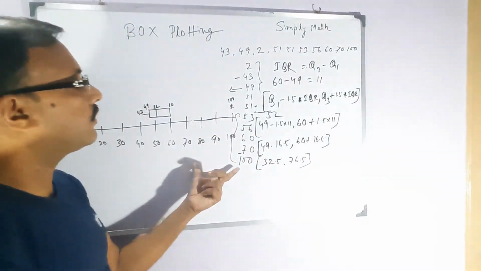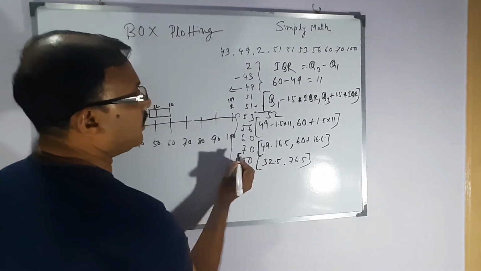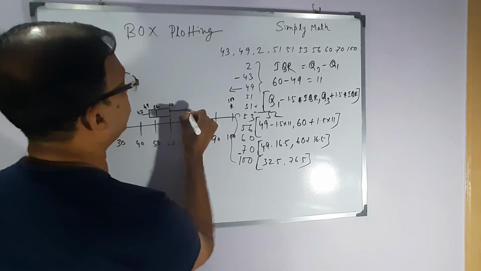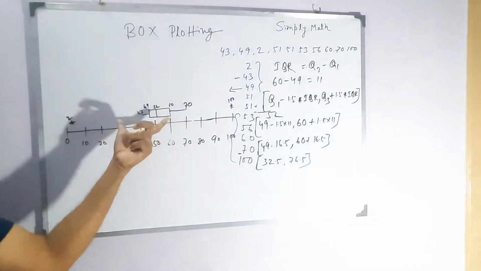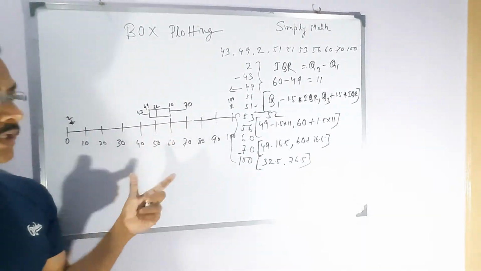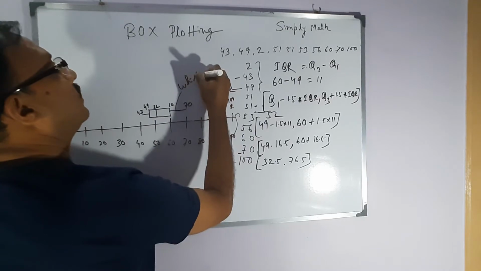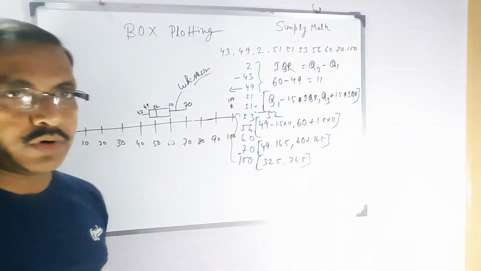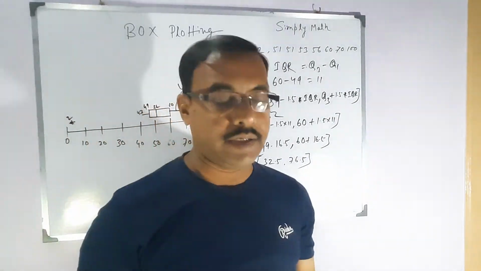And 76.7 is above my range, so we can take it. This is my 70. So this is my box plotting, and we call this a whisker. And this is called an outlier. So in my data set, 2 and 100 are the outliers.